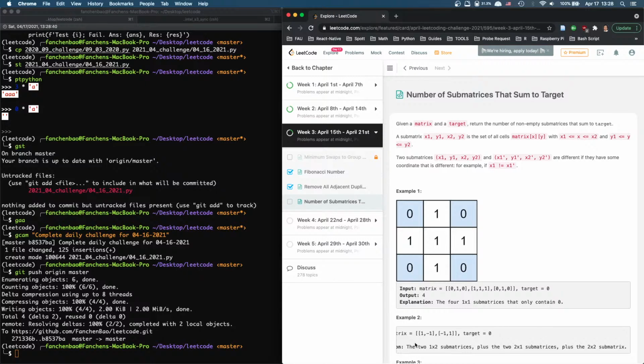No idea, but it feels like dynamic programming to me. So we just need to find a good case to do this. So we want to know the number, right? That's what we want to know. The number of submatrices that sum to the target.